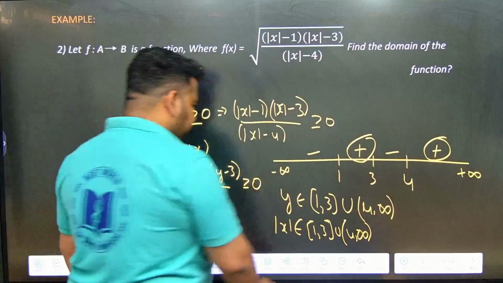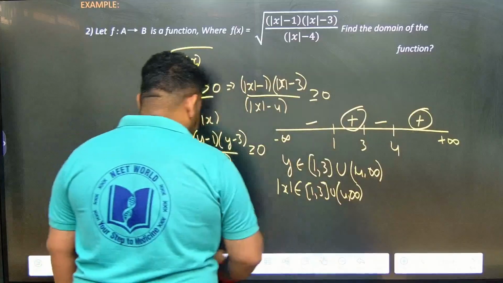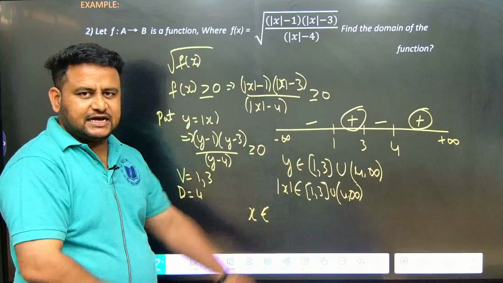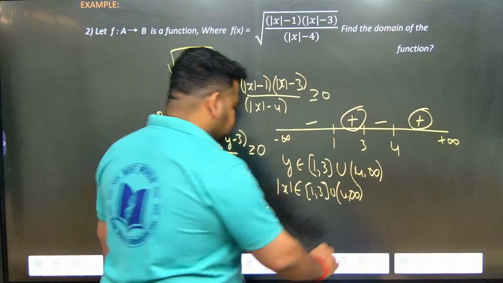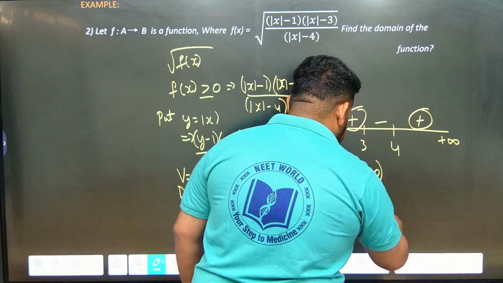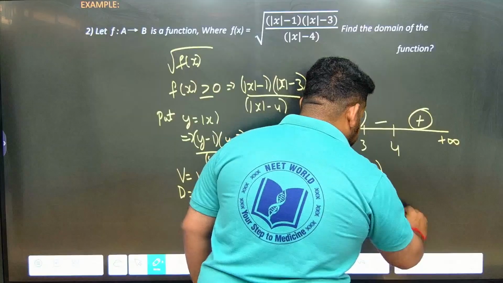Now we have to find out where x belongs to. Mod x belongs to this, then x will belong to what? X will belong to this entire thing, and it will flip. Okay, so first write down this: 1 comma 3 union 4 comma infinity. This entire thing will flip like this.